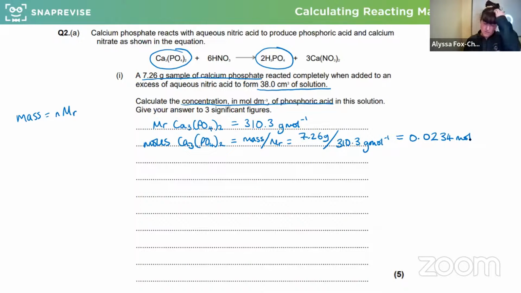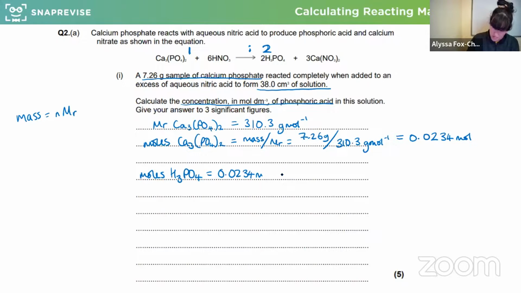Now they want to know the concentration of phosphoric acid. So in order to know concentration of phosphoric acid, I need to know moles and volume of phosphoric acid. Well, I've been given a volume, but I don't yet know the moles. So how do I work out the moles? Well, let's look at the reacting ratios. It's 1 lot of calcium phosphate to every 2 lots of phosphoric acid. So again, I'm going to need twice as much. So my moles of phosphoric acid, H3PO4, are equal to 0.0234, the moles of calcium phosphate, times 2, because I need twice as much, which is 0.0467 moles.